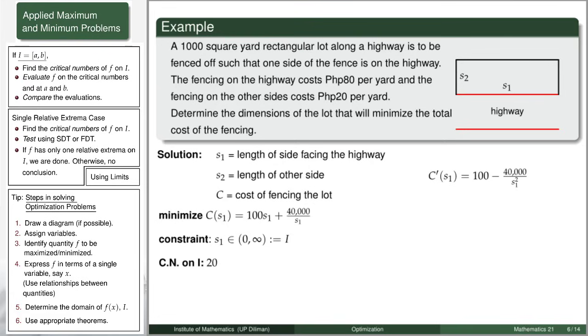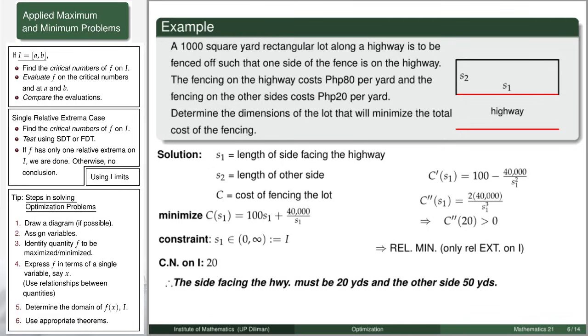To do that, I will still be using the second derivative test. I will differentiate this again and I'll have 2 times 40,000 over S1 cubed. Notice, I did not simplify it anymore because the only thing we really need is the sign when you evaluate 20 on this function, which is clearly a positive number. By the second derivative test, it tells us that we have a relative minimum, and since it is the only relative extremum, it will also become the absolute minimum.